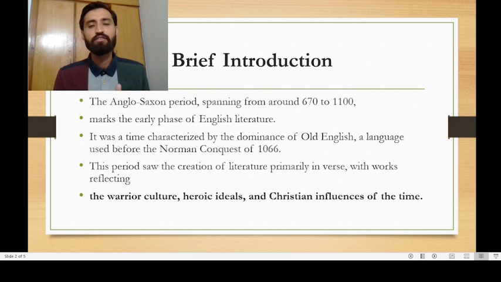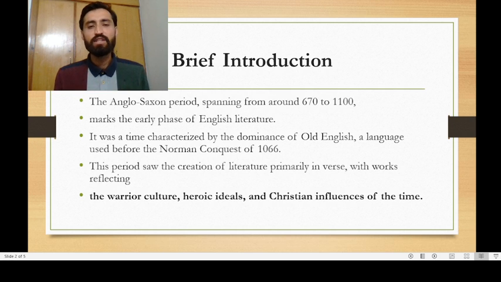It marks the early phase of English literature. It's also known as Old English. It was a time characterized by the dominance of Old English, a language used before the Norman conquest of 1066. This period saw the creation of literature primarily in verse, with works reflecting the warrior culture, heroic ideals and Christian influences of the time.